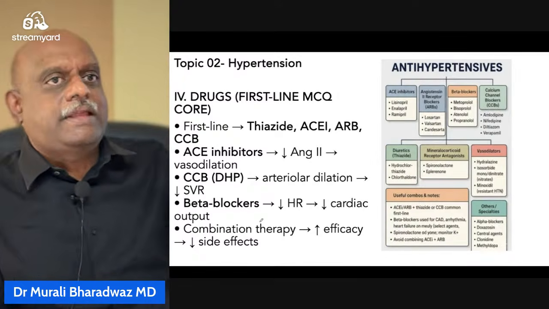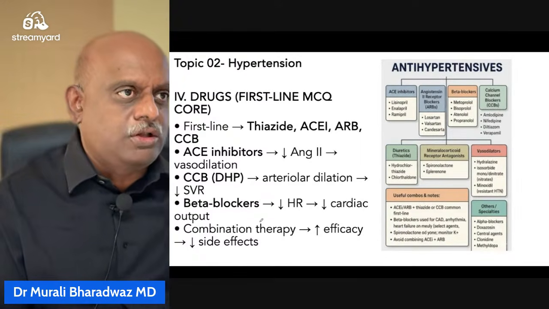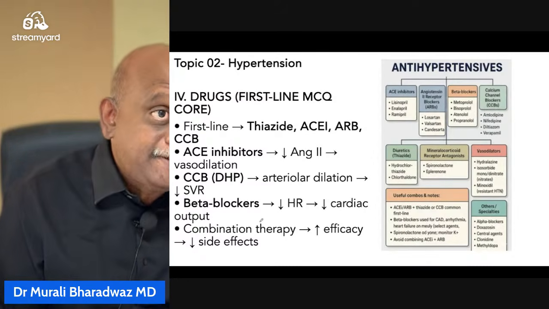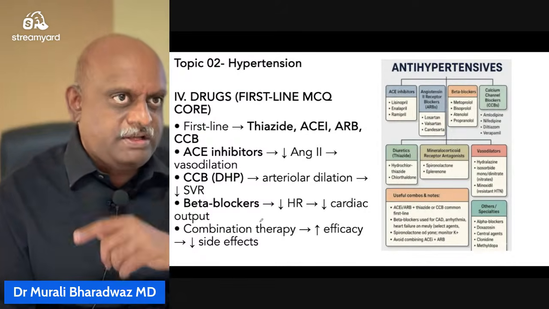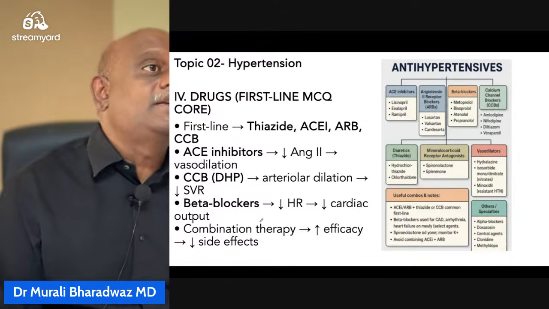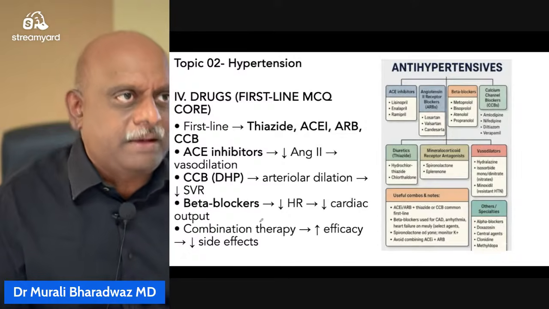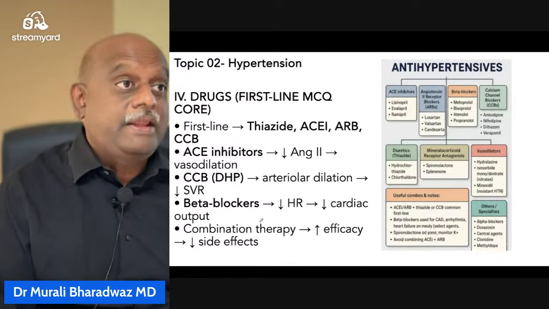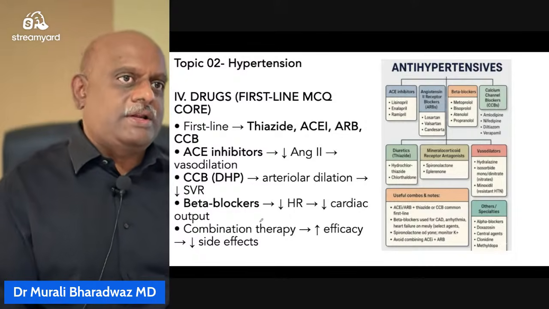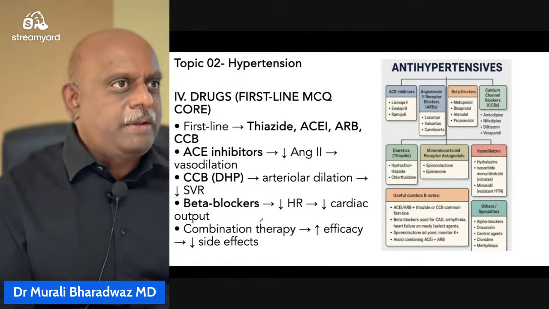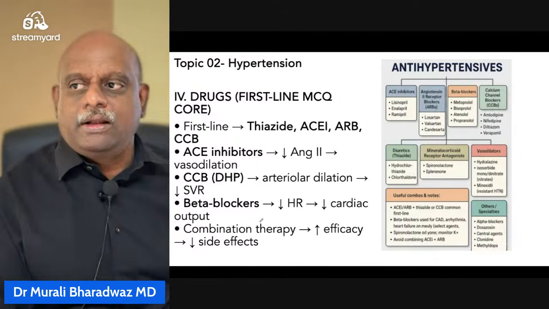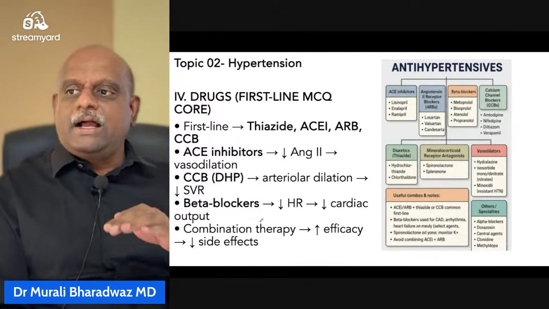Four drugs, doctor. Thiazide. We give hydrochlorothiazide. Have you heard of Telma H? Telma H is the brand. H is hydrochlorothiazide. So thiazides. ACE inhibitors, nowadays we are not giving that much, like enalapril. Then ARBs, telmisartan. And calcium channel blockers like cilnidipine, amlodipine, nicardipine. They are first line.